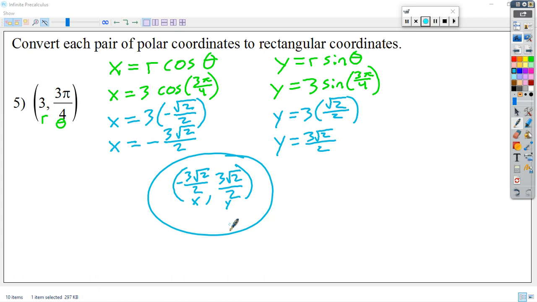So I went from a polar coordinate to a rectangular coordinate, one with r and theta to one with x and y. Go ahead and try numbers 6, 7, and 8. Pause the video now, and then I'm going to go over the answers for those three before I move on to the next problem I'll do, which is number 9.